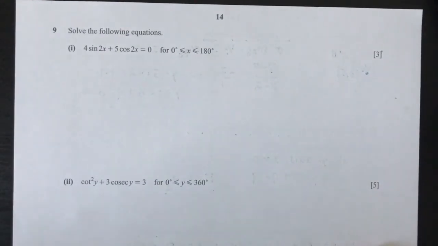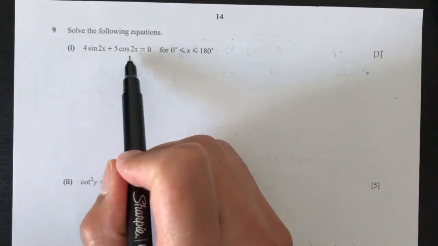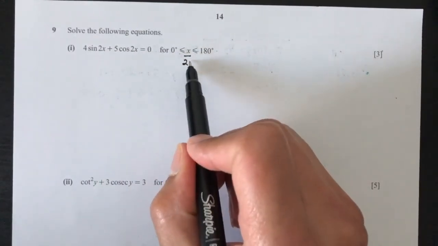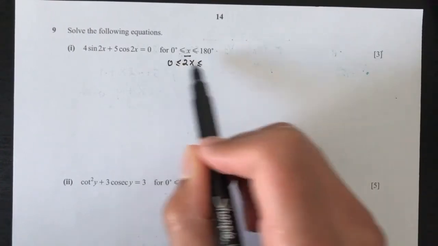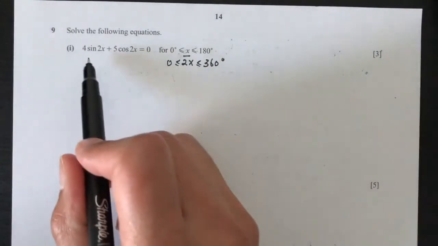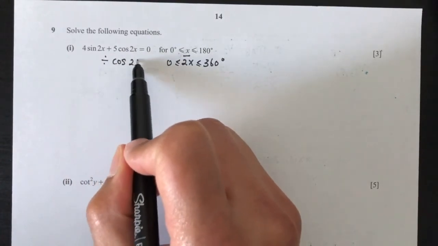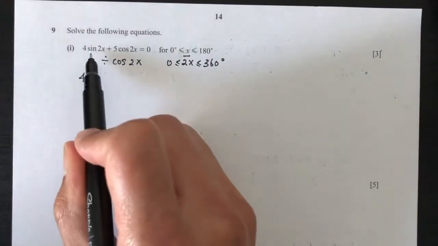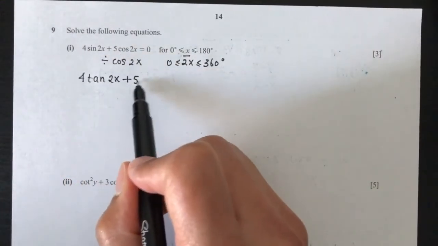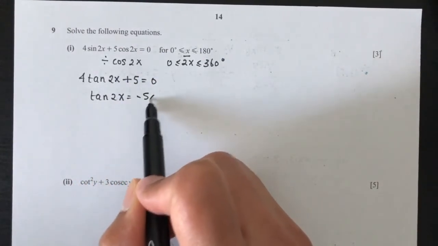Solve the following equation. So first one, we have 4 sine 2x plus 5 cos 2x for x between this and this. So if x is between this and this, it means that 2x has to be between this and 360. That is just good to know. You don't need to do that, but that is good to know. Now the first step we can do is divide everywhere by cos 2x. Since sine divided by cos is tan, you will have 4 tan 2x plus 5 is equal to 0. So tan 2x is equal to minus 5 over 4.